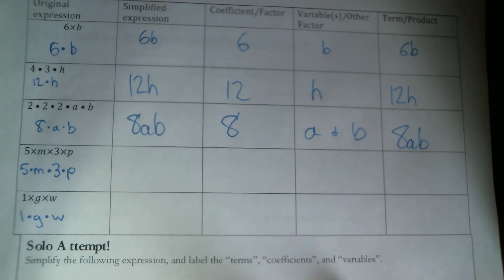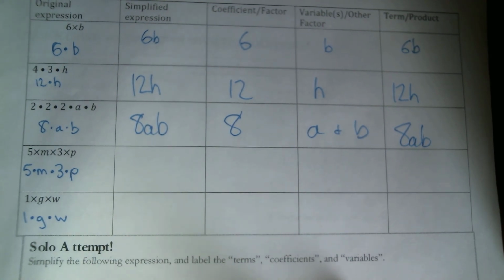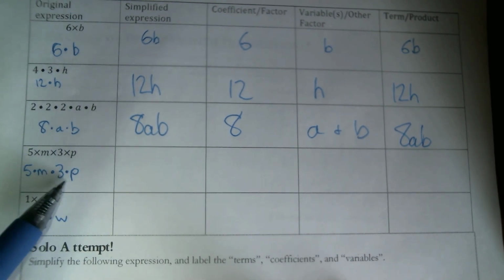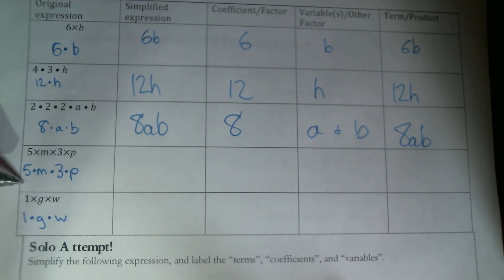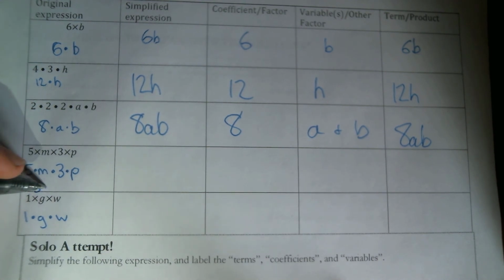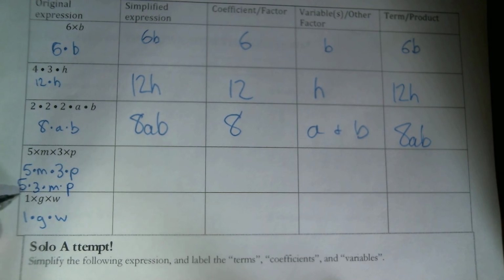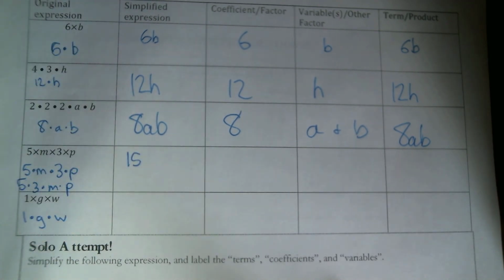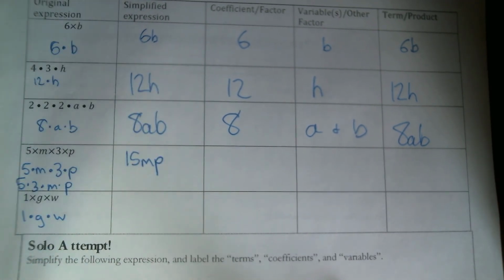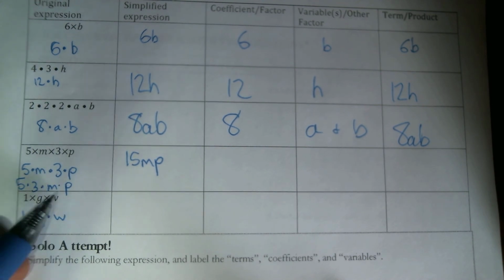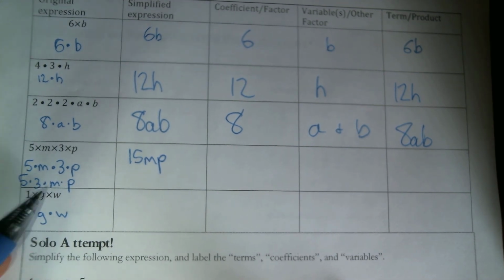Next one, I've changed the x to the dot so it's not as confusing. But now I need to think here, what can I pull together? Well, I can rearrange things, right? I can say 5 times 3 times m times p. 5 times 3 is 15. And then I can just do adjacent multiplication, and I can do m and p. Easy enough. We know we can multiply in whatever order we want. That's why I flipped the 5 and 3 next to each other so I can multiply them.